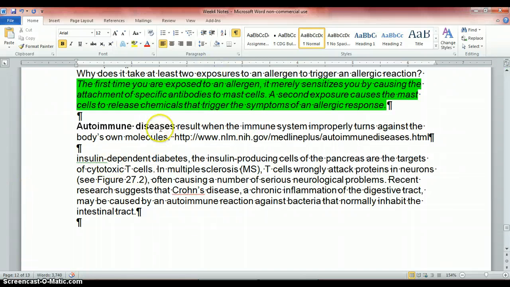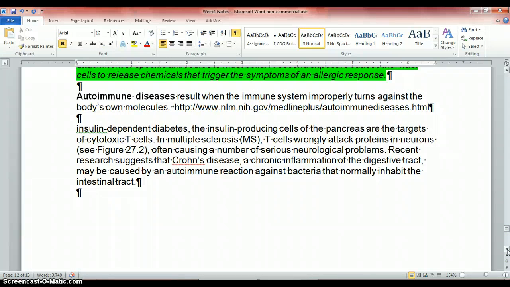I'm just apparently blind. Autoimmune diseases result when the immune system improperly turns against its body's own molecules. Great little National Institutes of Health link. Insulin. So what is insulin? Insulin-dependent diabetes: the insulin-producing cells of the pancreas are targets for the cytotoxic T cells. In multiple sclerosis, T cells wrongly attack proteins in neurons, often causing a number of serious neurological problems. Recent research suggests Crohn's disease, a chronic inflammation of the digestive tract, may be caused by an autoimmune reaction against bacteria that normally inhabit the digestive tract. So these are different things where your body is attacking itself.